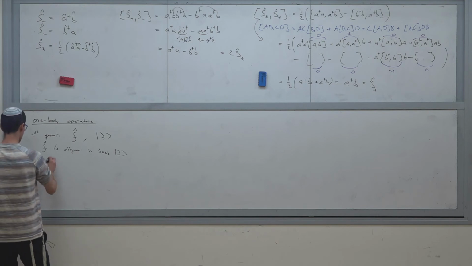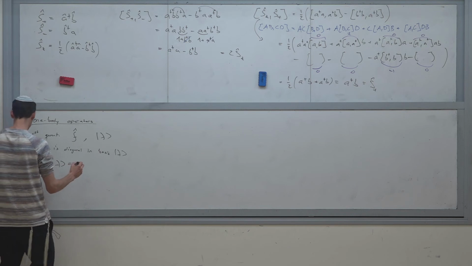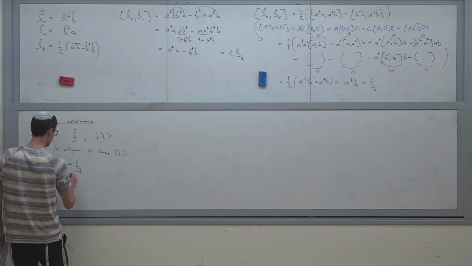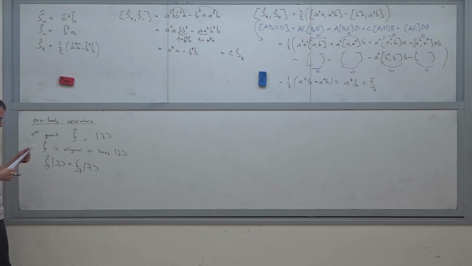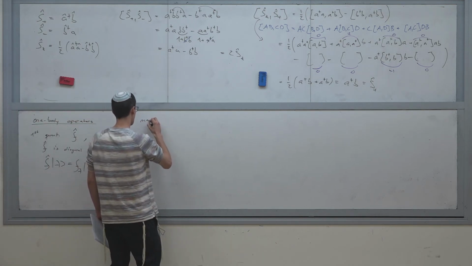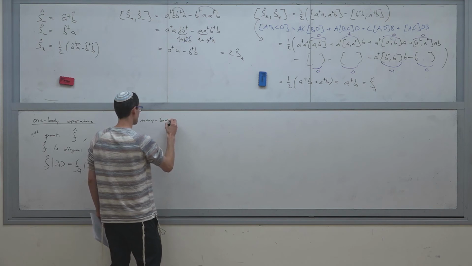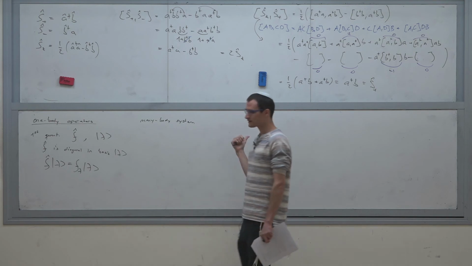So this means that the operator acting on state lambda gives you some eigenvalue, which I will call F lambda, acting on this lambda. That's by definition what a diagonal basis means. Now, what happens if we have a many-body system? In the many-body system, we can use the same operator, but now we have to say on which of the particles this operator is acting.